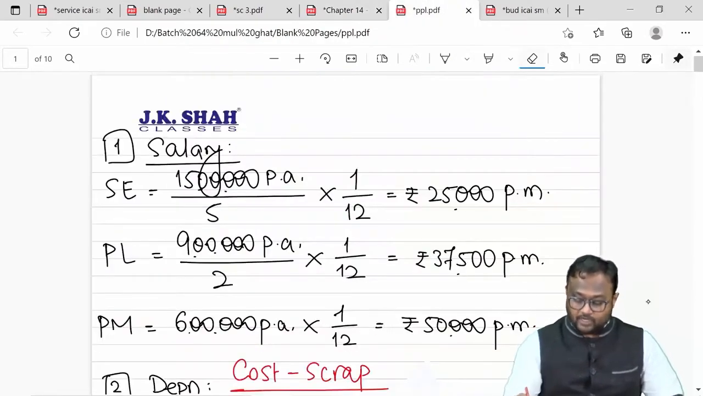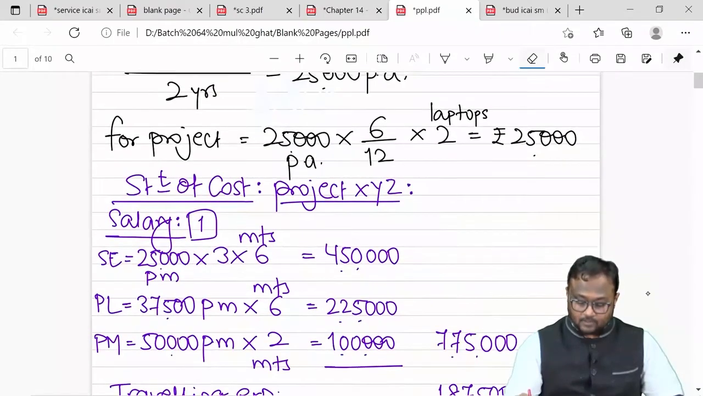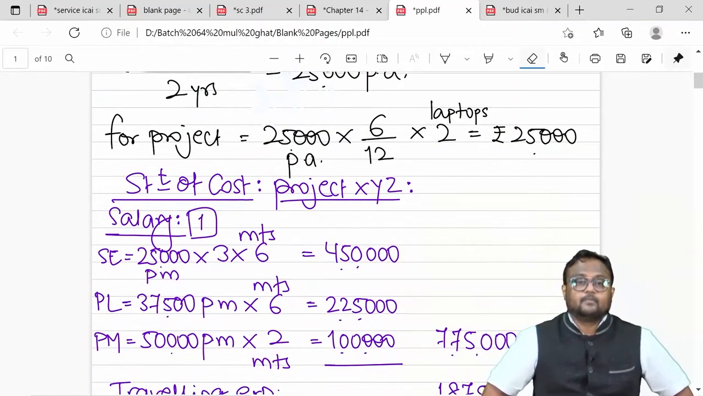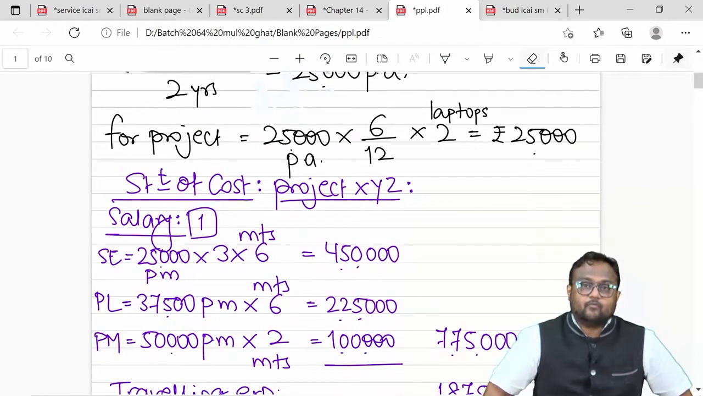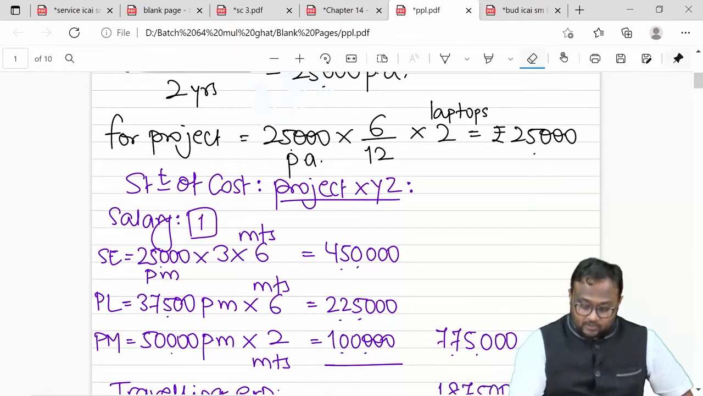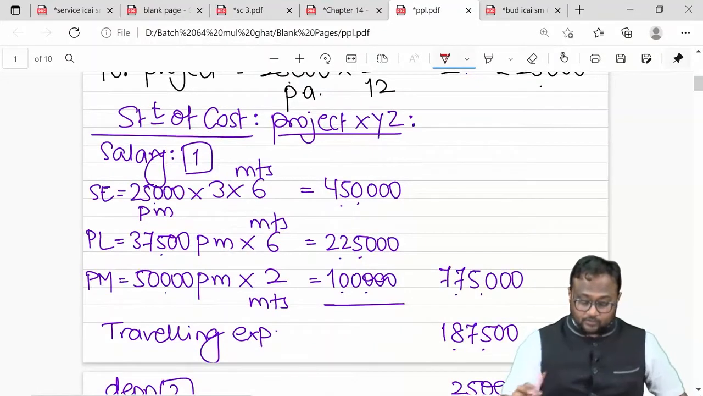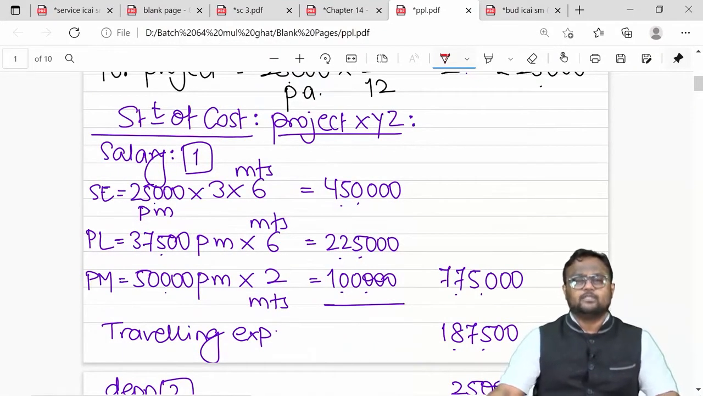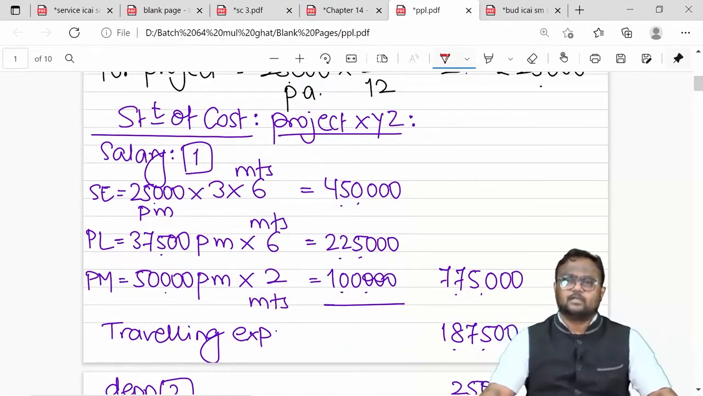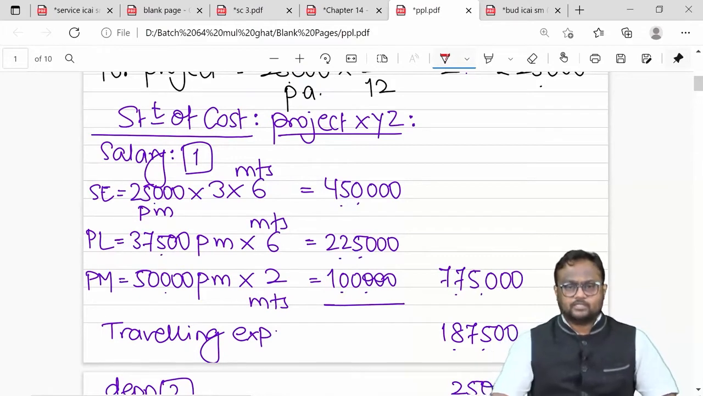So this is what we did. 25,000 per month will be paid to 3 software engineers for 6 months. 37,500 per month will be paid to 1 project leader for 6 months. But the project manager, who is getting 50,000 as per working note 1, is getting 50,000 per month, but he is devoting only 2 months to this project XYZ. So only 2 months' salary was charged.